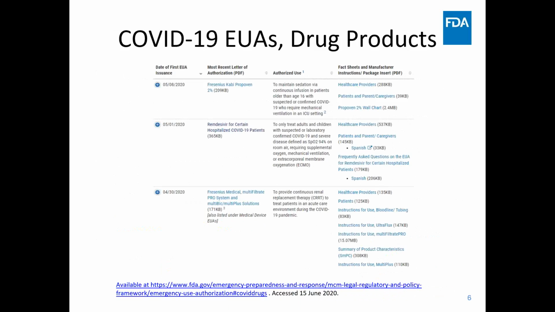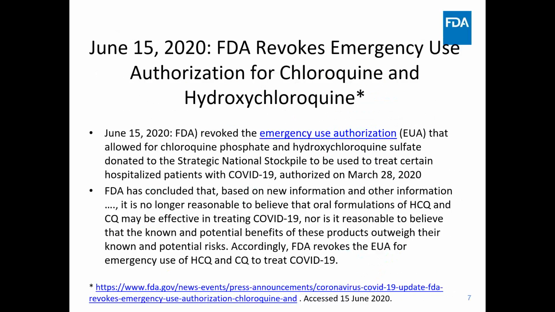So on the public page for the COVID-19 related emergency use authorizations, there is one for drug products and one for medical devices. There is an archive of prior ones that were issued for other public health emergencies. So you can see the ones that are active as of today. There are 3. It was just this Monday, June 15th, that FDA revoked the emergency use authorization for chloroquine and hydroxychloroquine. And this was originally issued on March 28th to be used to treat certain hospitalized patients with COVID-19.